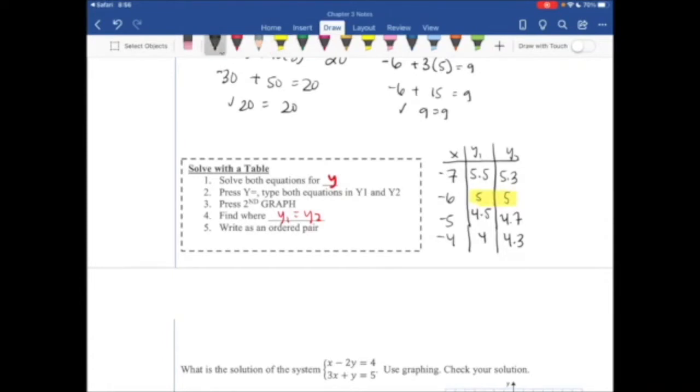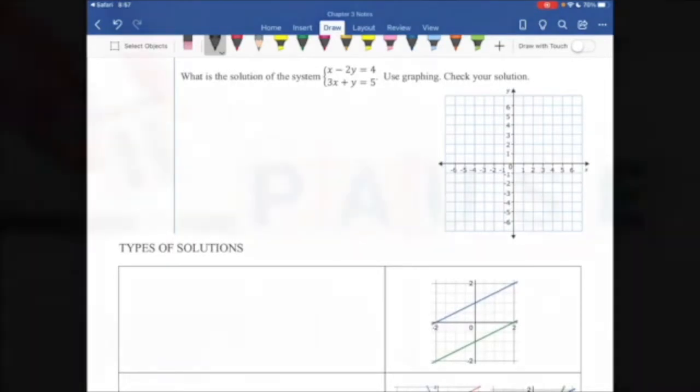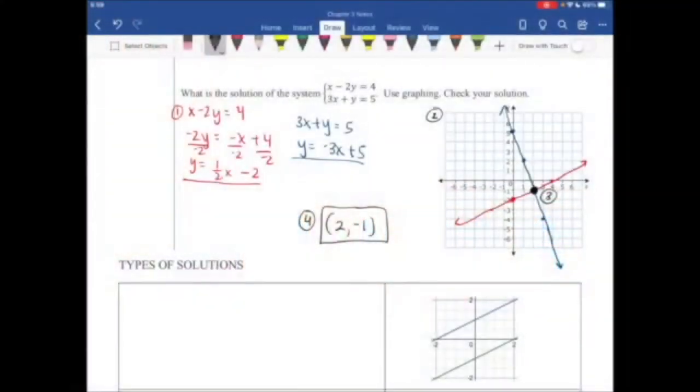Therefore, our ordered pair is going to be the x value, which was -6, and the y value that was the same. And you'll notice that this is the same solution we got by graphing, so we have two methods that both produce the same answer. Go ahead and give this example a try on your own. Once you solve both equations for y and graph them, you'll get the intersection point at (2, -1).